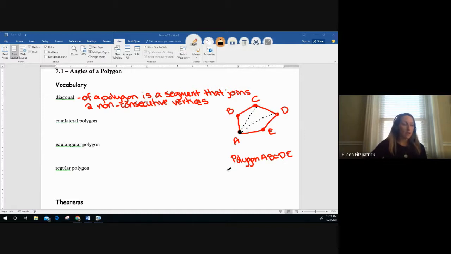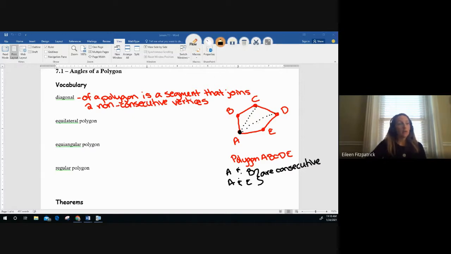So B and E are consecutive to A because they're right next door, but C and D are not. So drawing a segment from A to C and A to D would create two diagonals.